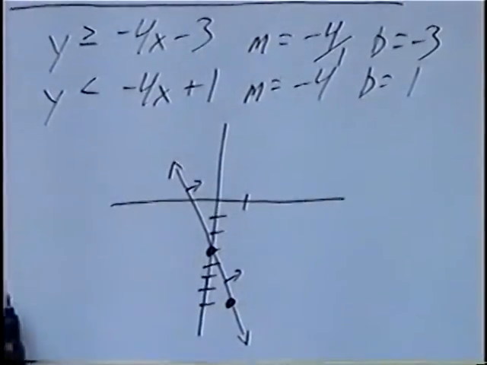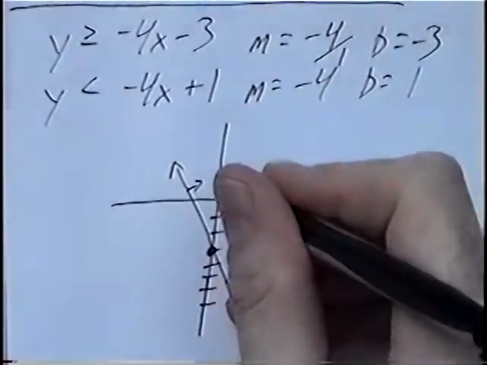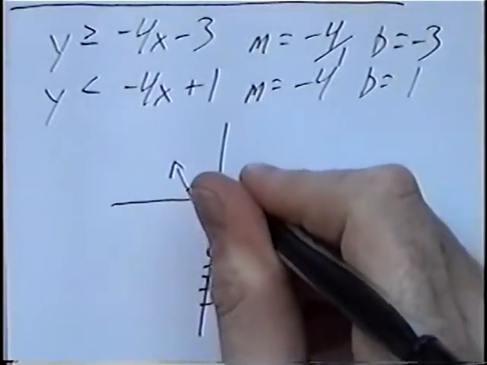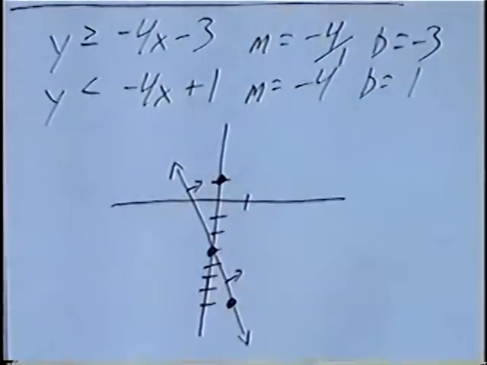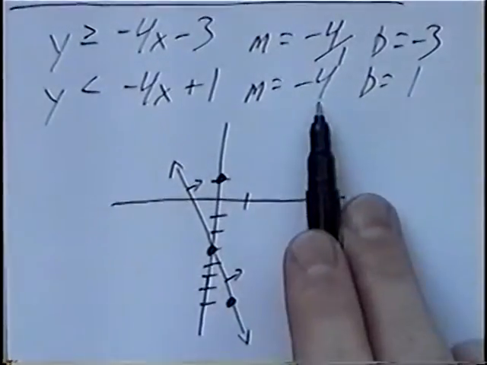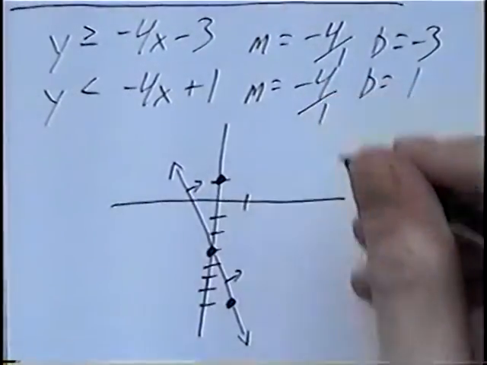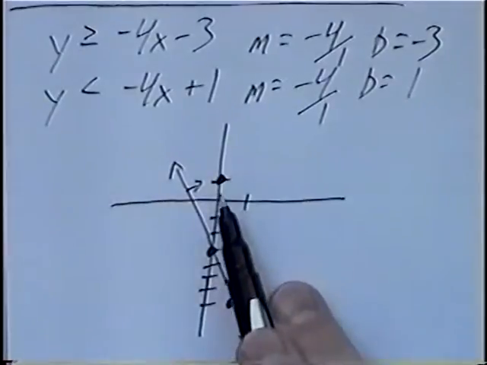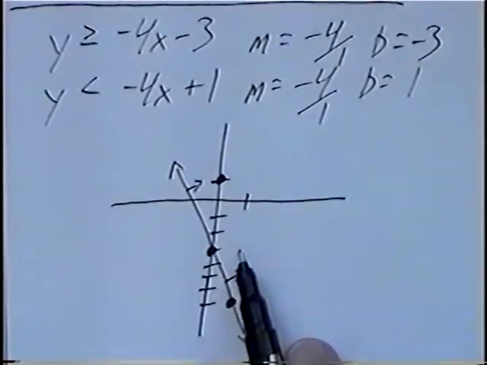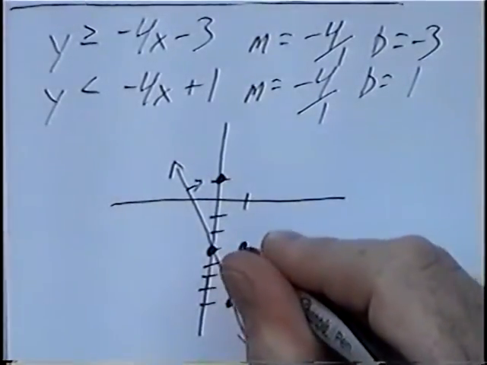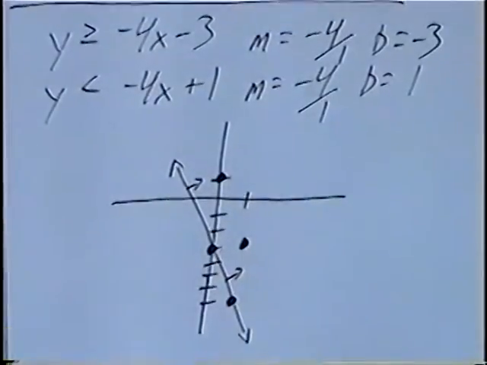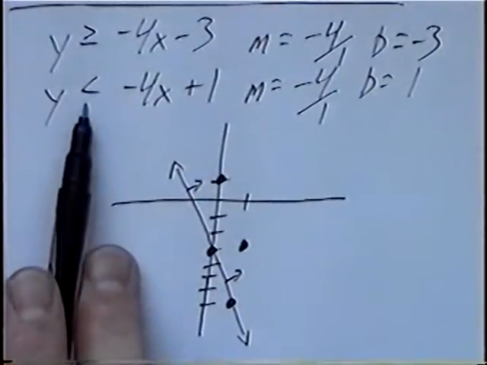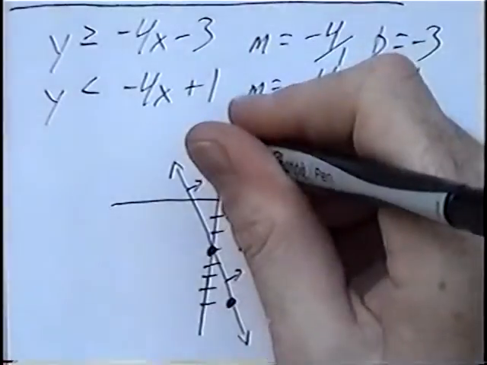The second inequality, starting at positive 1 for the y-intercept. Slope is also negative 4 or negative 4 over 1. So we'll go down 4 spots and to the right 1 spot. This inequality is less than, so it will be a dashed line.